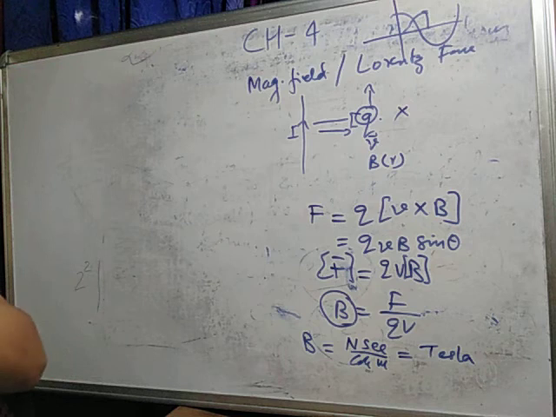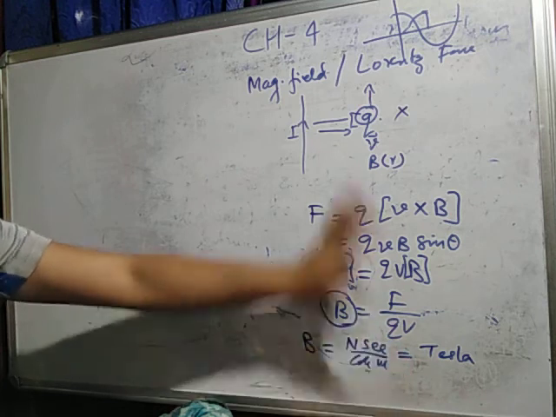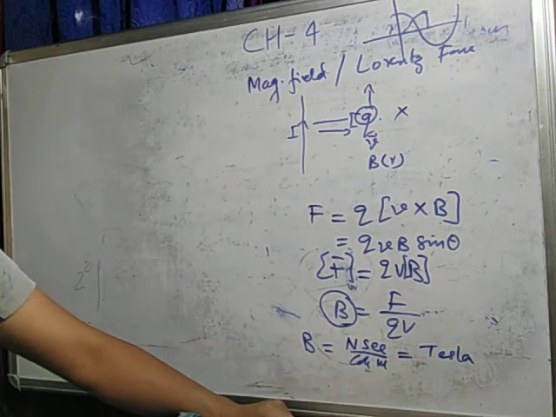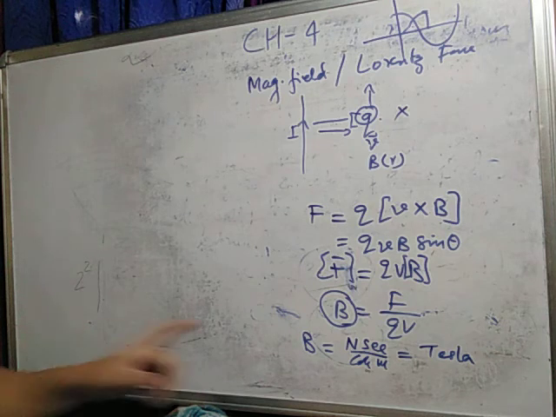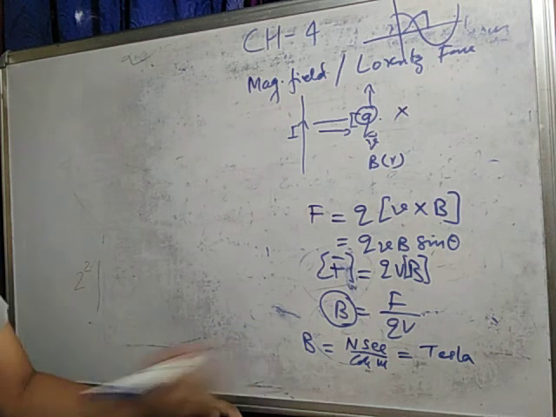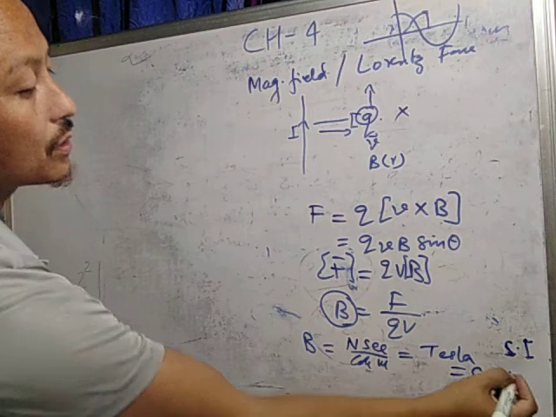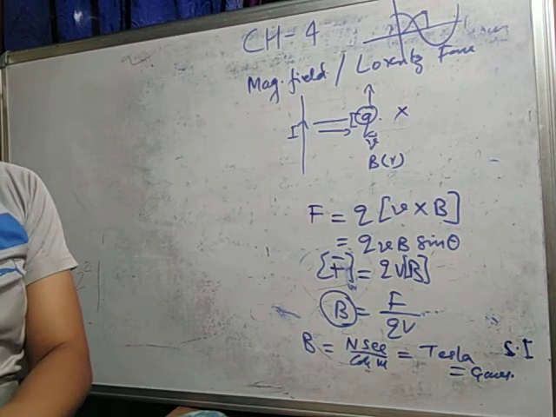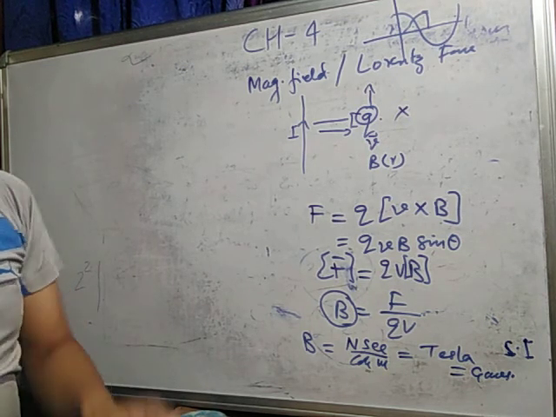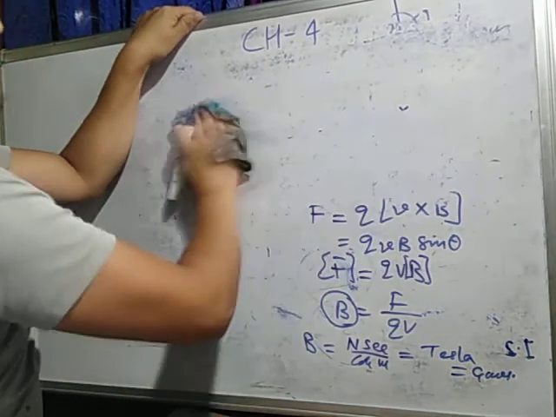So why is the unit of magnetic field Tesla? Because Tesla, our famous scientist, did this derivation. So the SI unit of magnetic field is Tesla, okay. There is another unit, Gauss. These are non-SI units. Clear? So next, write down magnetic force on a current carrying conductor. So you know this one, magnetic force on a current carrying conductor.